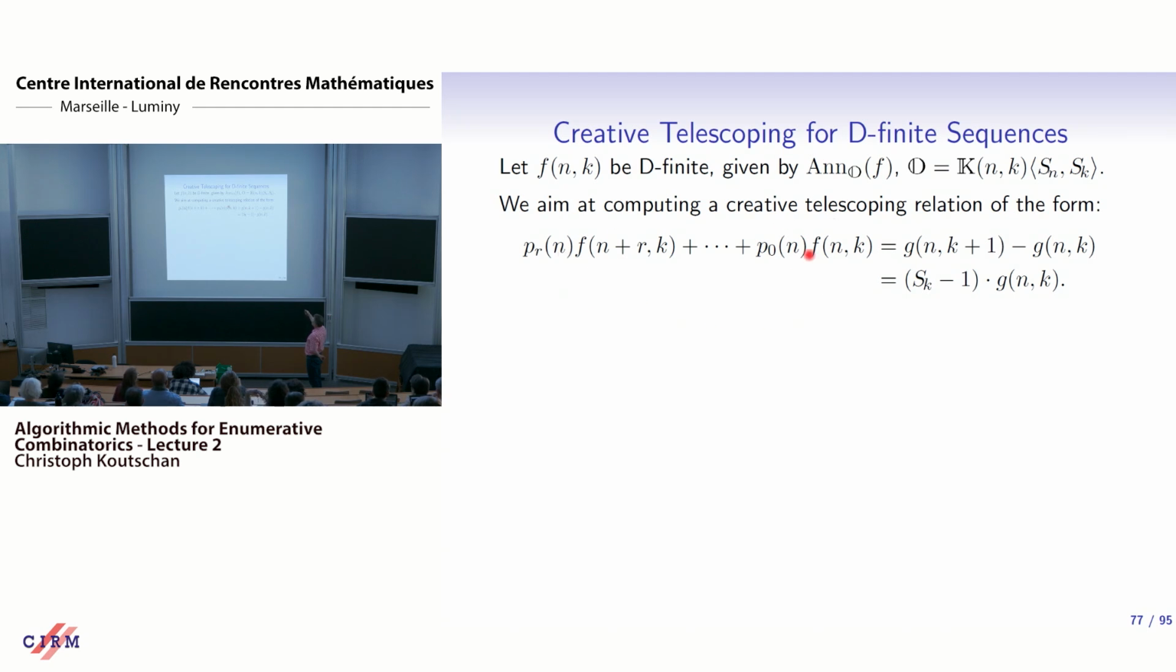On the left-hand side, we have a linear combination of f and its shifts in n. So the k is always k. k is not changed. Only the n is shifted, and the coefficients in front of this linear relation are polynomials in n only. Again, no k here. And on the right-hand side, we find the antidifference of some other function g(n,k), an antidifference with respect to k: g(n,k+1) minus g(n,k).